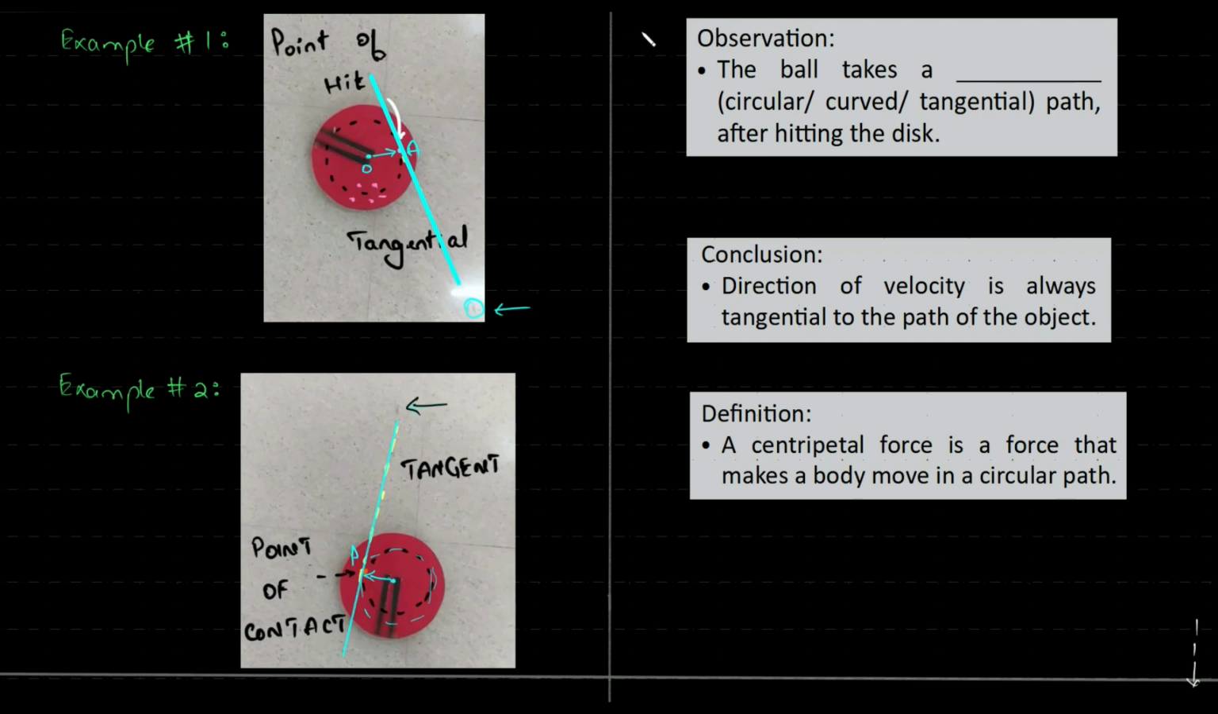Okay, so let's make our observation and our conclusion. So what is it that we observed? The ball takes a tangential path after hitting the disk. So what can you conclude from this? The direction of velocity is always tangential to the path of the object. So the same thing is observed.